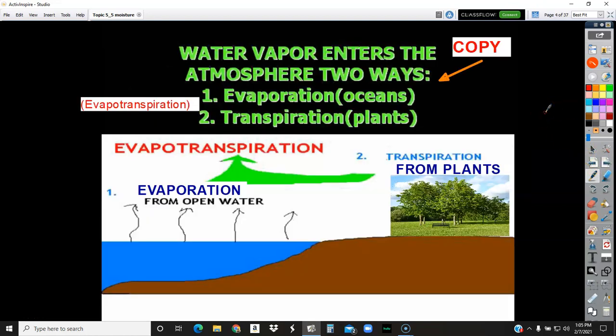There's two ways to get water into the atmosphere, water vapor: evaporation and transpiration. And what they do in earth science is take the two words and combine them into one big word called evapotranspiration. So evaporation is going to come from your oceans, your lakes, your rivers, your bodies of water, right? Water is going to evaporate off the oceans into the atmosphere.